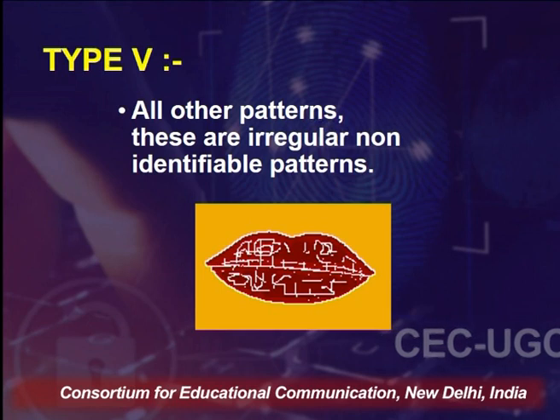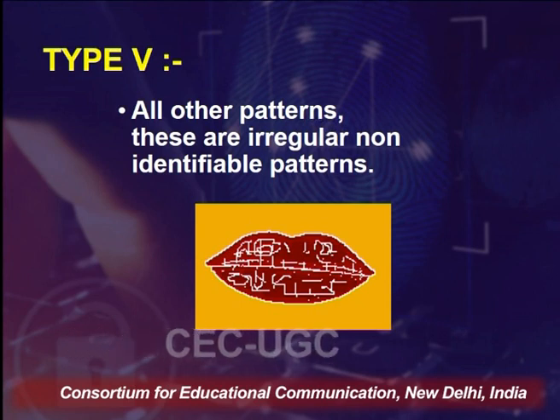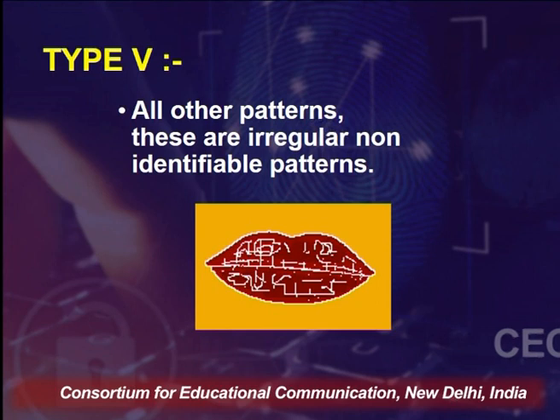Type 5, all other patterns, those are irregular, non-identifiable patterns. They all come in the type 5. They are all the mixed pattern. They may have the branching grooves also. They may have rectangular grooves. They may have diamond grooves. So, the combination of all the different types come in the type 5.